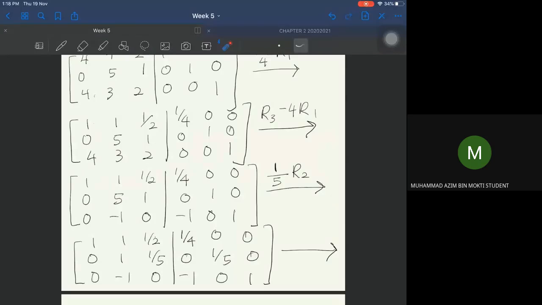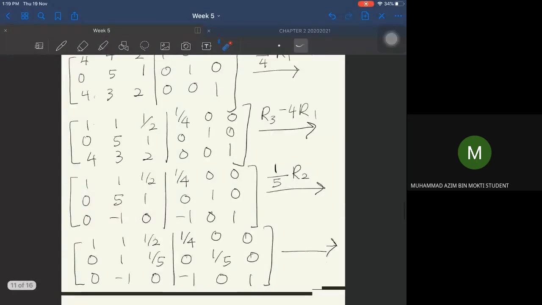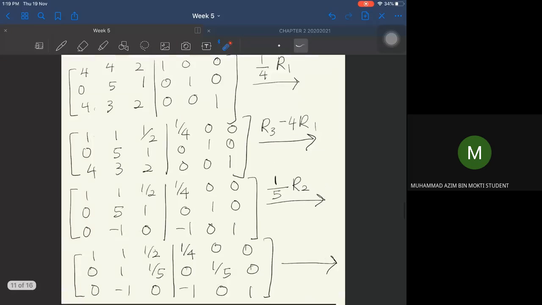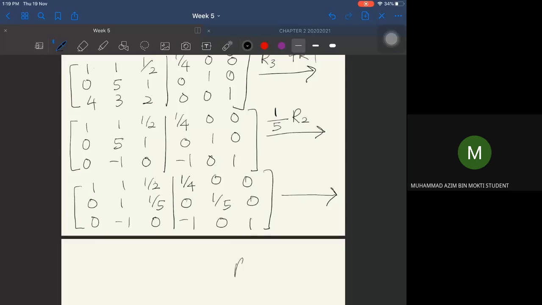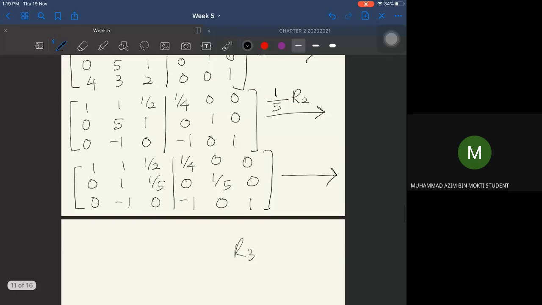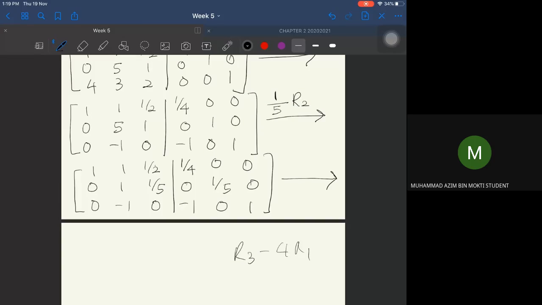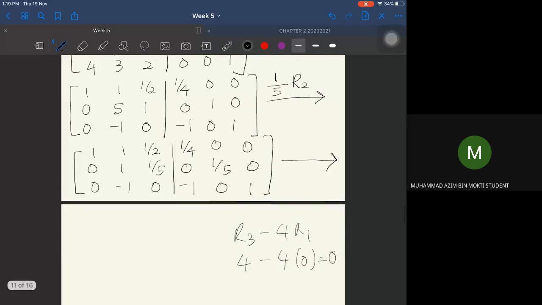Faham tak Wisdom? Kalau you tak main kan, kita perlu tekan kalkulator je ni. You kena buat satu-satu macam saya ajar tadi lah. R3 tolak 4 R1. Kan? So apa R3 awak? 4 tolak 4 R1 0. So dapat 0. R3 yang kedua 3. 3 tolak 4 darab 1. So dapat 1. Dan seterusnya.